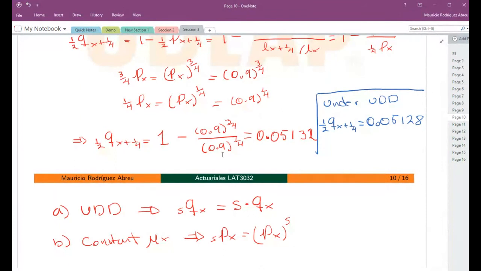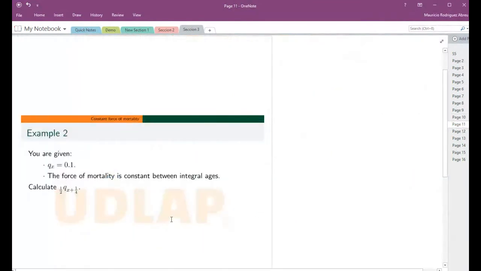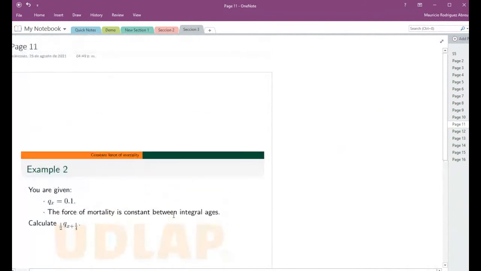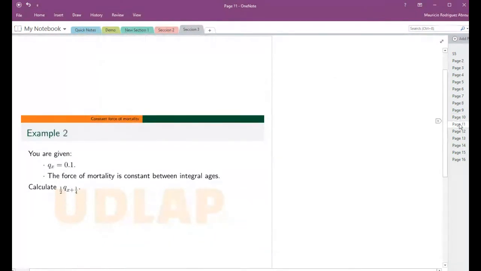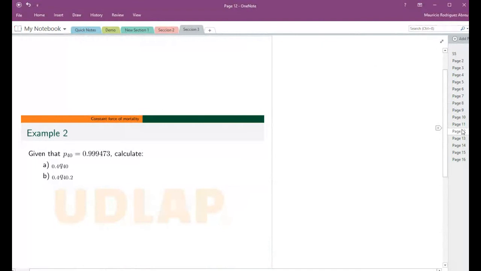Okay, perfect. Now let me see if I have another example for this thing. I think it's the same one. Yes, it's the same one. I don't know why. Yes, it is the same one.